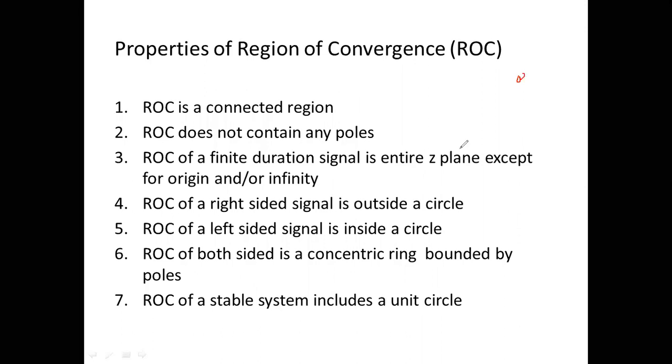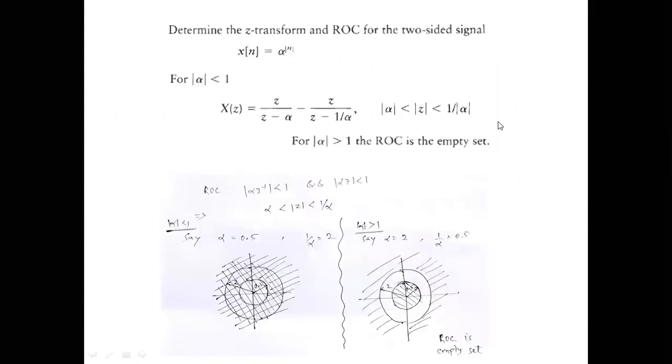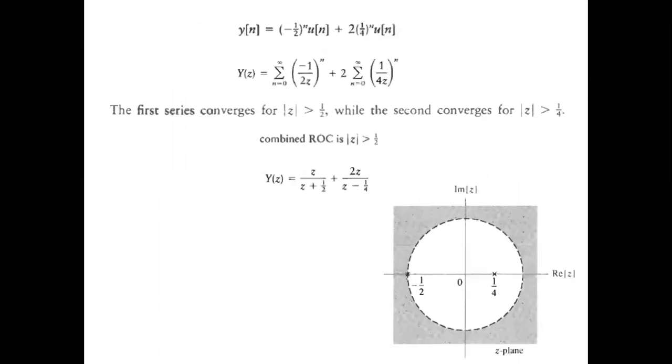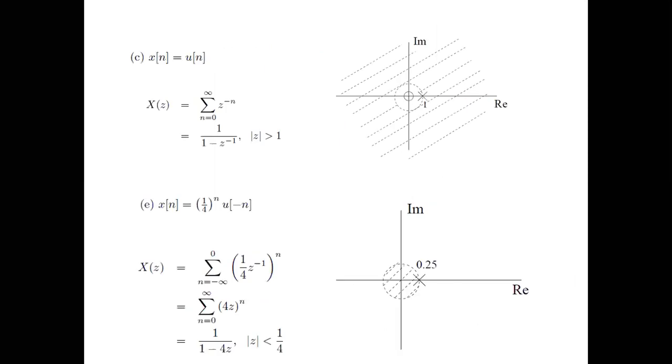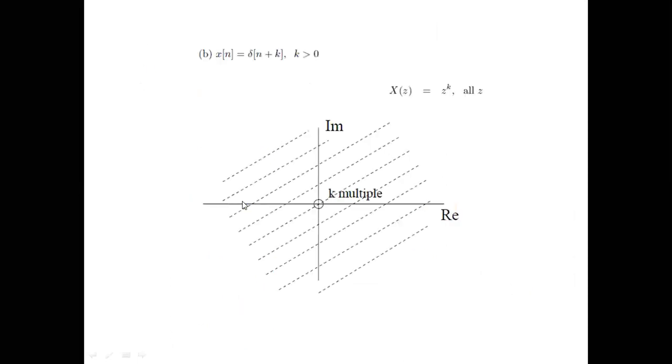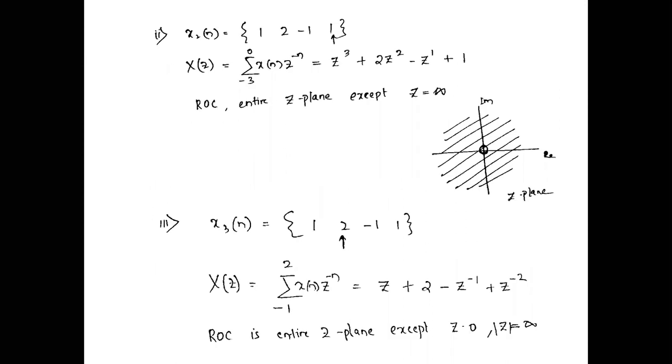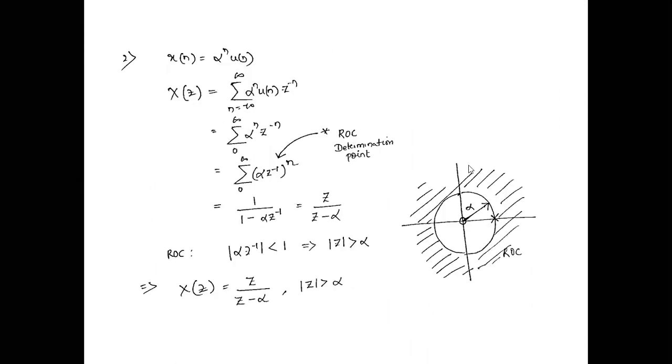Okay, so now let us take the case. Anyway, let me not draw this. Let me go to numerical only. Now here you can see, for this particular signal, alpha to the power n into u of n.